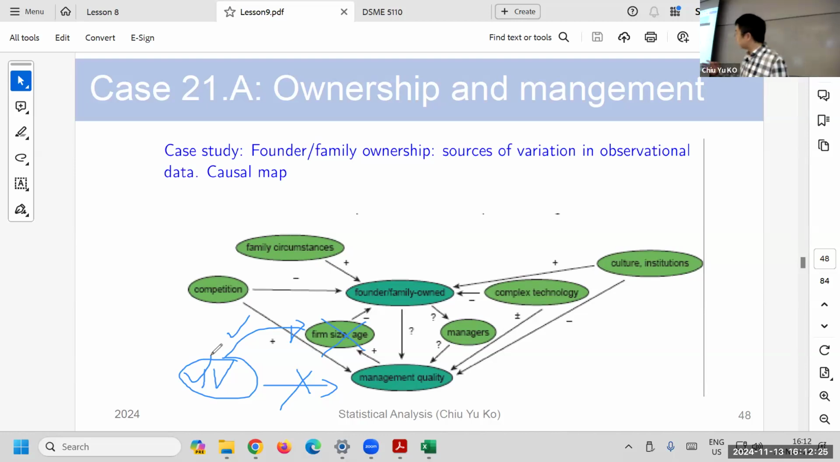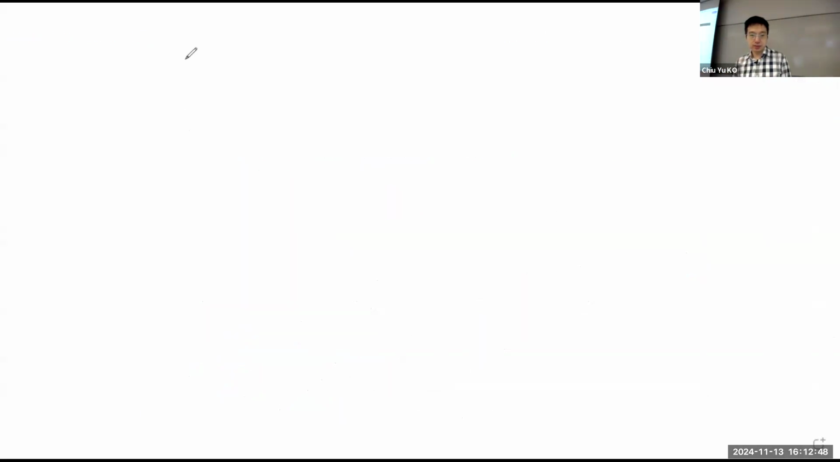The other method is called RD, what we call regression discontinuity. It comes from administrative rules. And it's a very interesting example, and you will see a lot of studies like this.